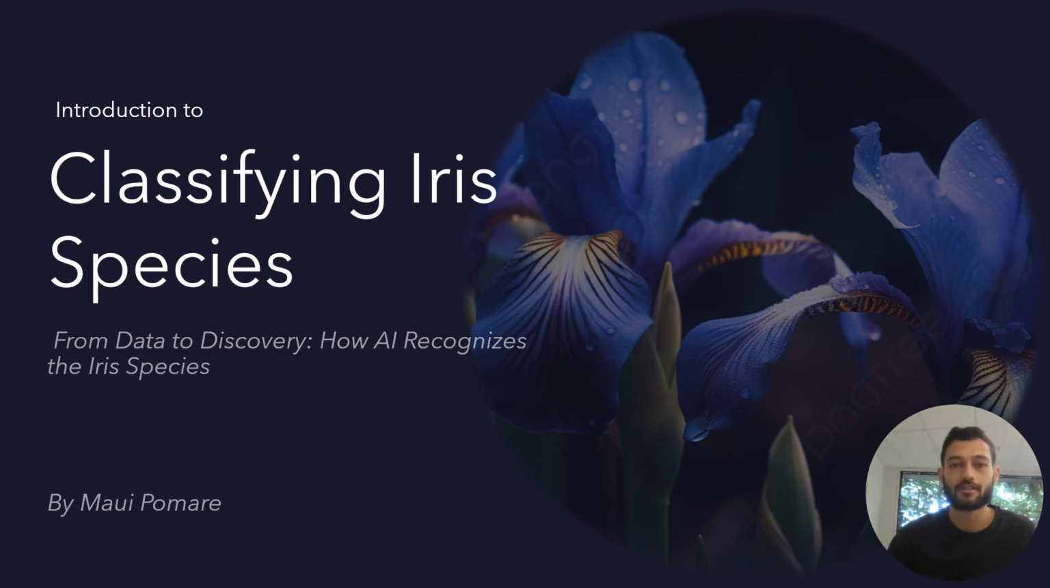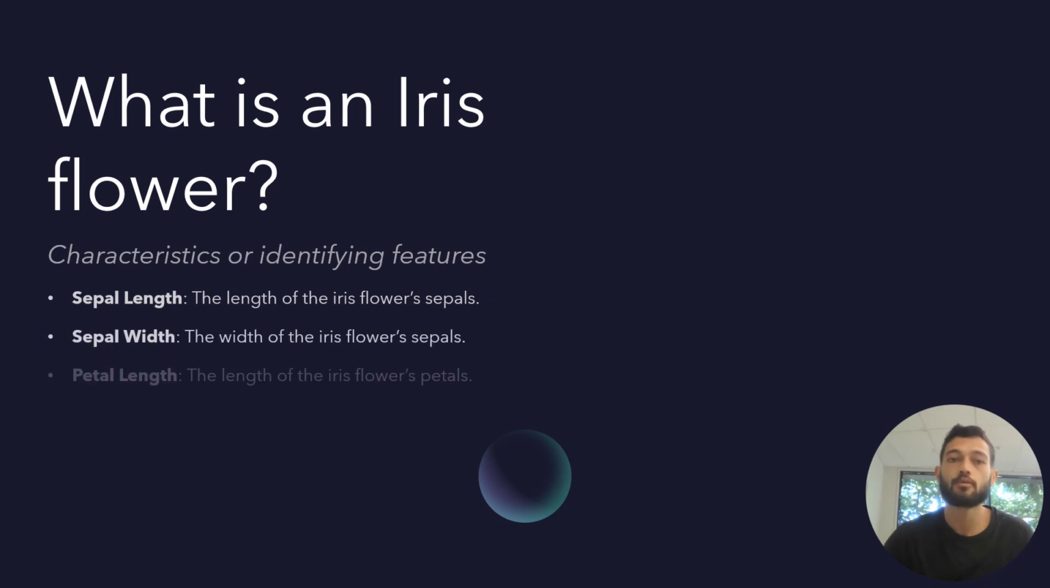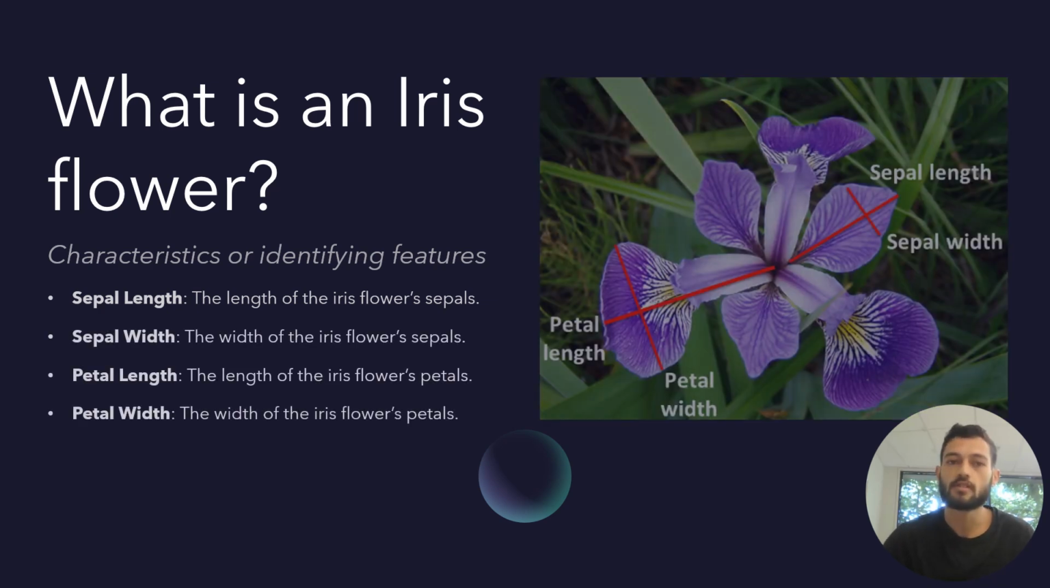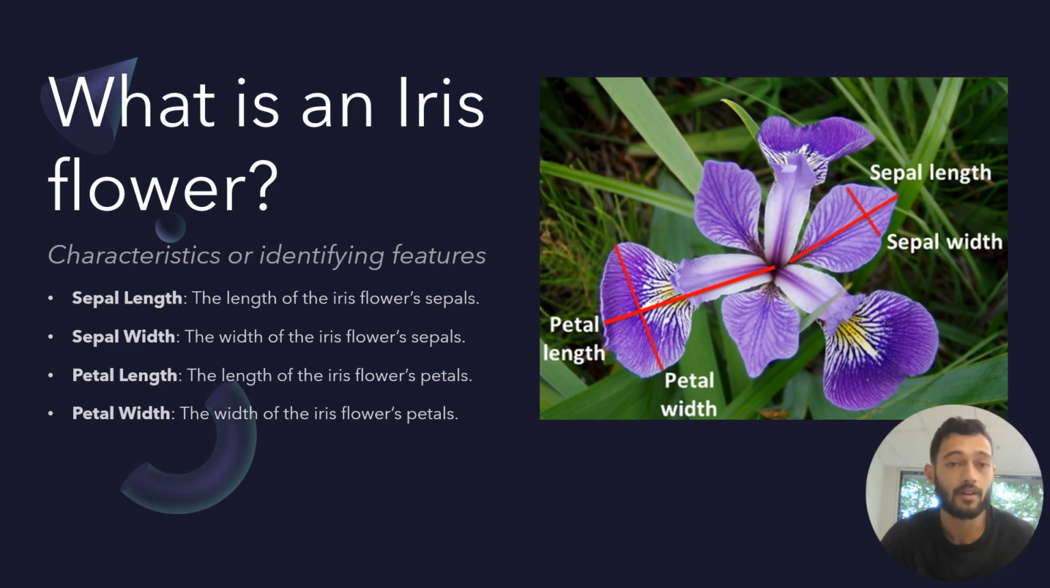Today I'll be presenting how we trained an AI model to identify iris species using raw data collected from nature. Now, what if I told you that with just 4 simple measurements, we could teach a machine to identify flowers better than most humans? That's exactly what we're going to be talking about today.